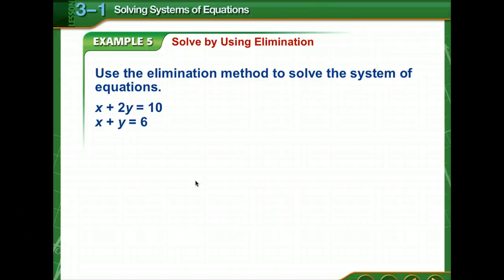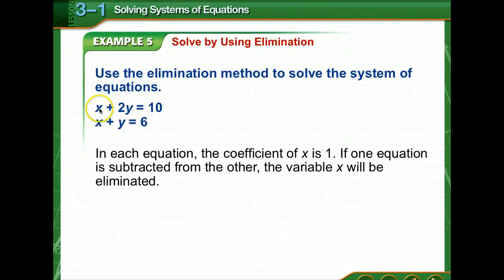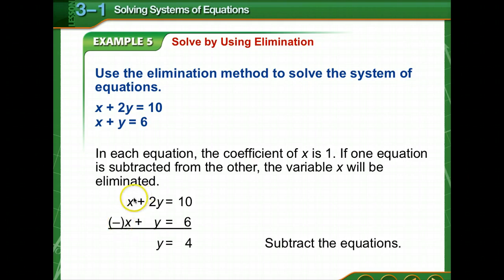So we're going to use the elimination method to solve this system of equations. We've got 1 for each of these coefficients, so we can subtract 1 from the other. What we have to do is multiply this entire equation by -1 because we need a positive and a negative, but that's going to make this negative, so 2y minus y is y, and 10 minus 6 is 4. So in essence, we're just subtracting them from each other.